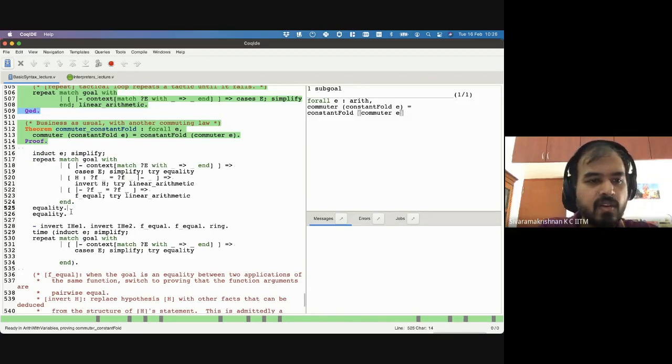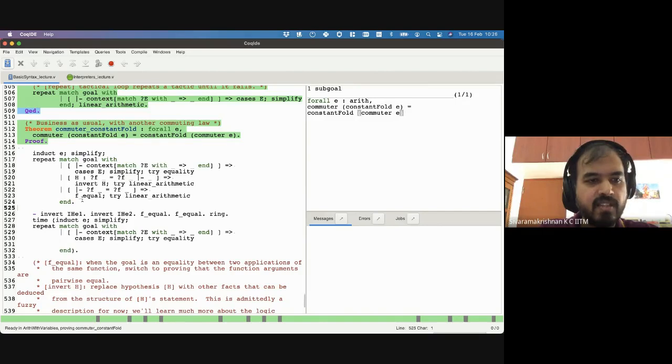So this is the entire construction. Let's see whether this goes through. And the thing that I'm going to try to do is to also time it. So what I will do is I have this nice tactical.